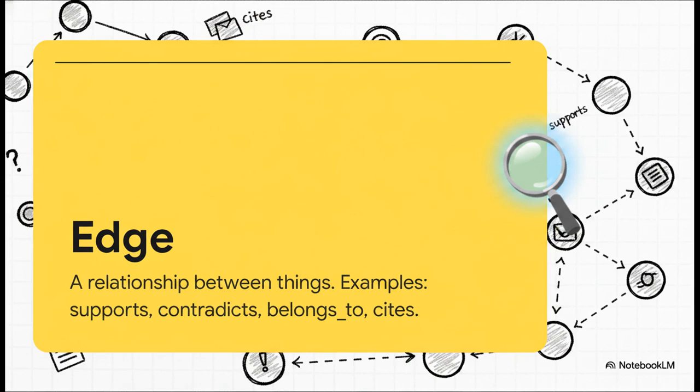And for that, we use an edge. Now, an edge isn't just a line on a whiteboard. It's a meaningful relationship. It has direction. This claim supports that one. This experiment contradicts another. The edge is the verb that makes the data come alive.